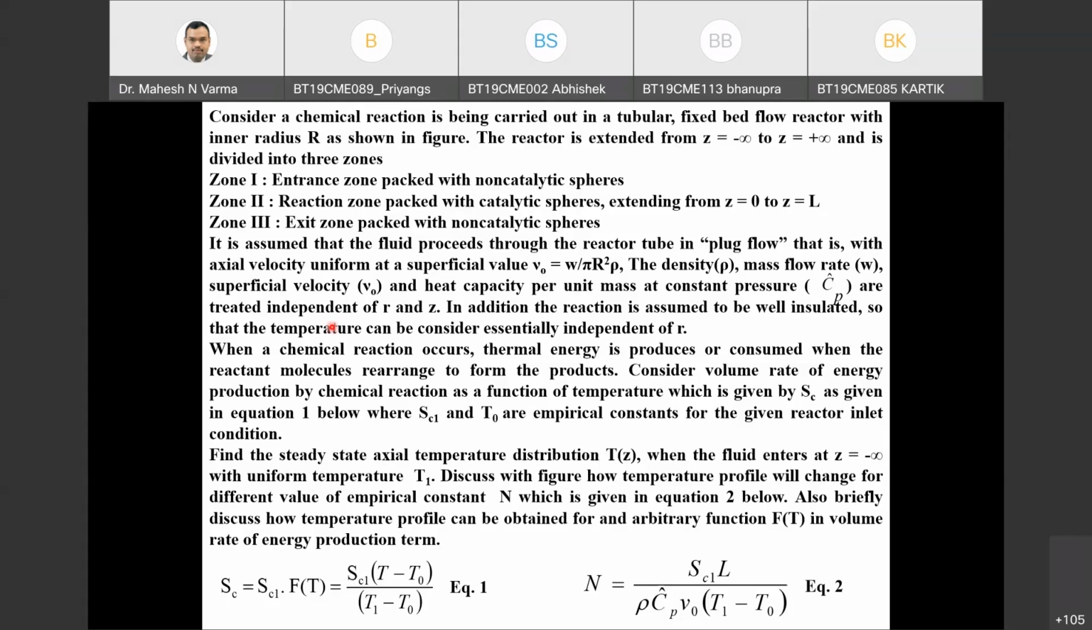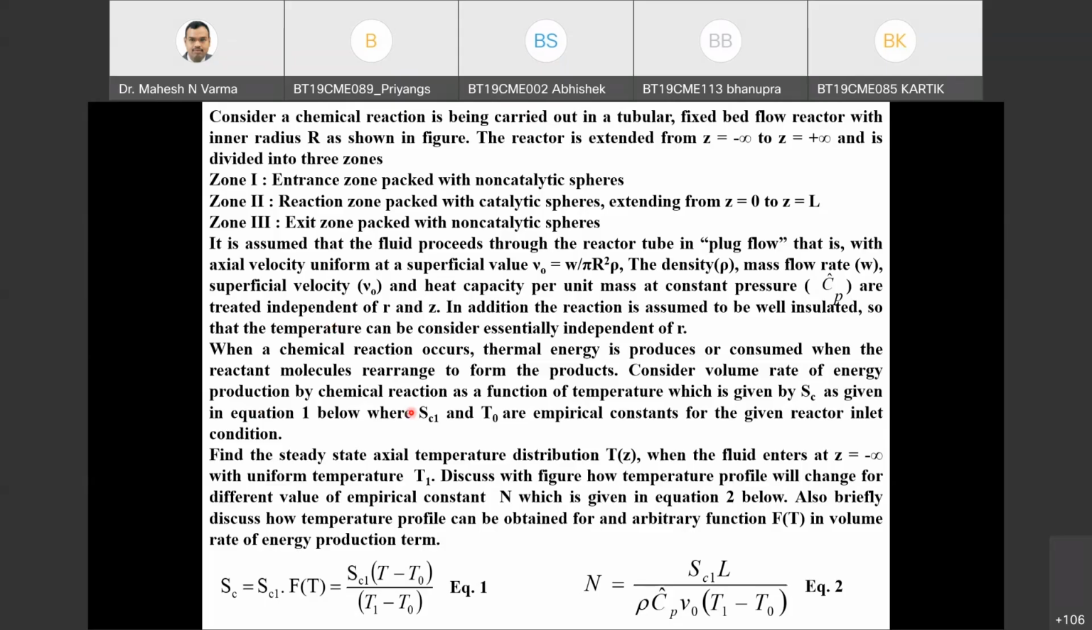A chemical reaction is occurring in a plug flow reactor, which is of infinite length, but the reaction is only occurring from Z equals 0 to Z equals L. We will apply the shell energy balance in the region. First of all, you need to apply the shell energy balance equation.